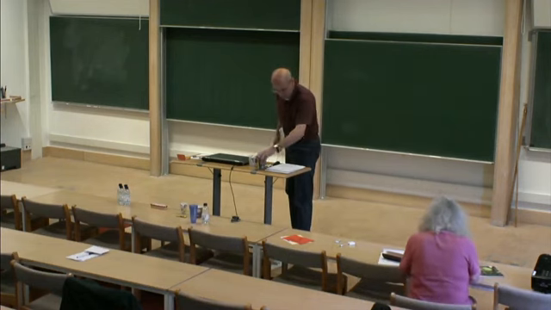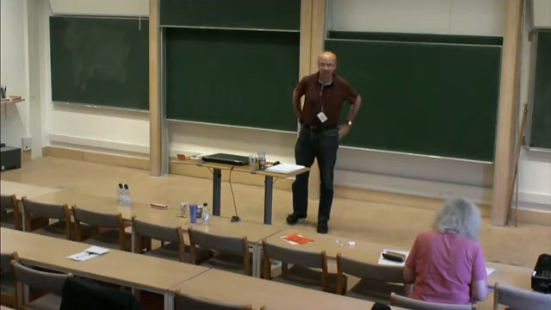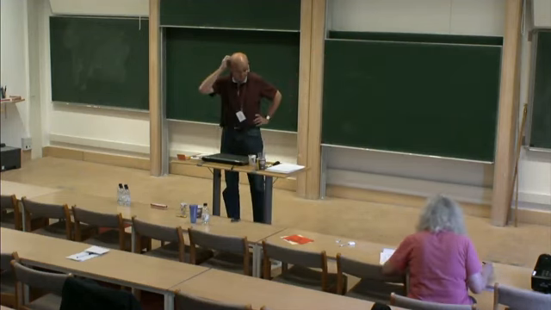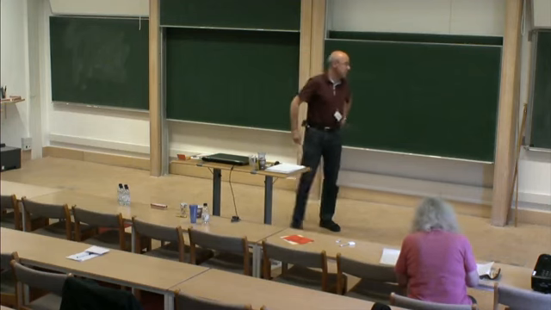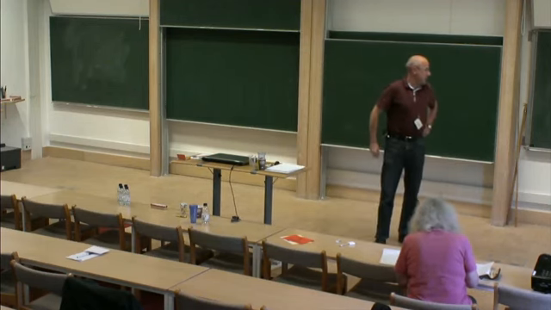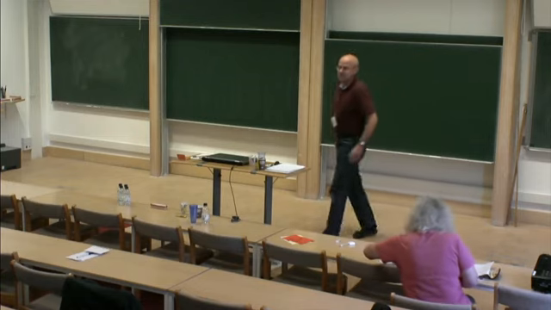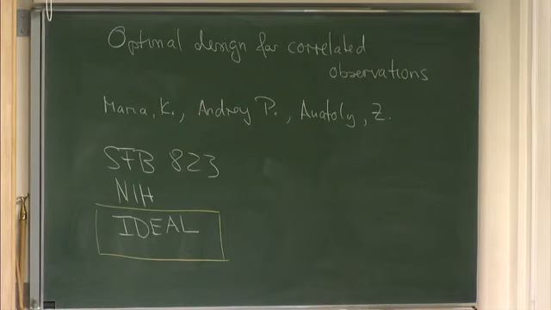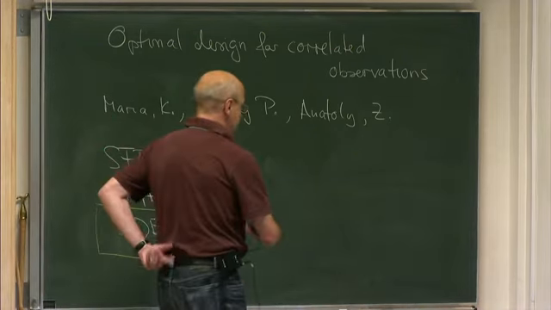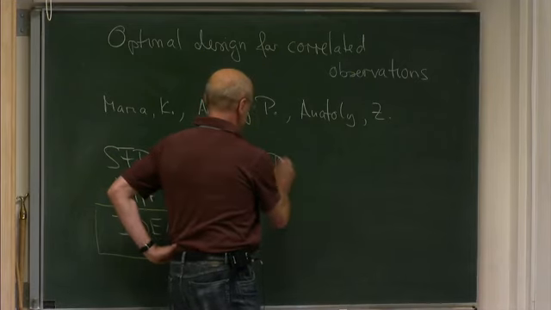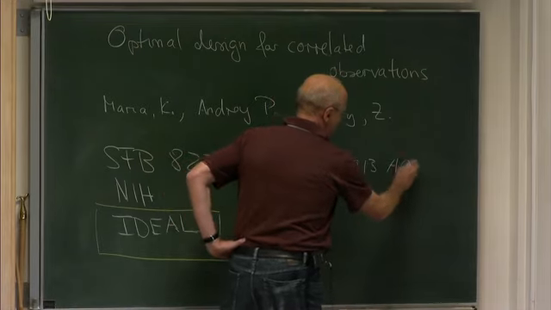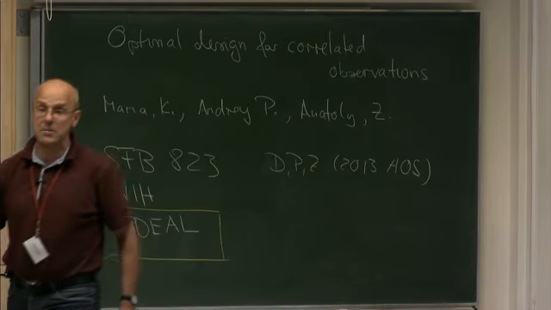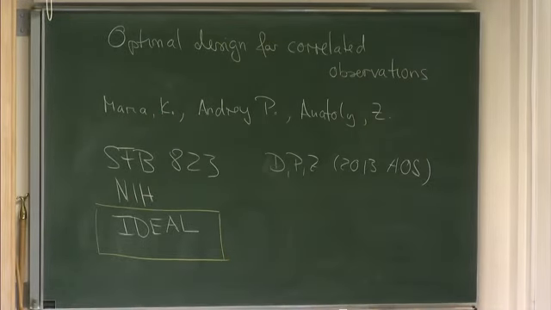So I'm going to talk about work which started 4 years ago, and it was quite successful. It's about optimal design for correlated observations. It's joint work with, originally, Andrei and Anatoly and I started, and recently Maria joined us. We were already very successful in a paper which was written in 2011, the DPZ paper. We thought that was quite a good paper, but then we did even something better last year.